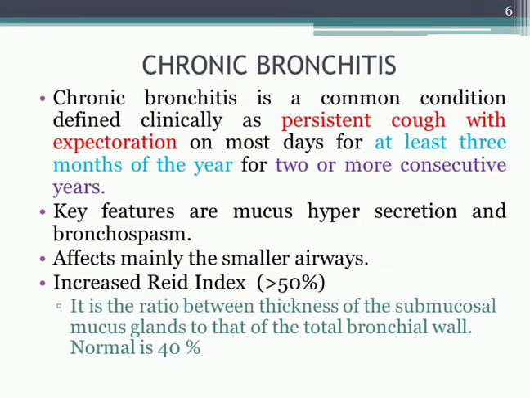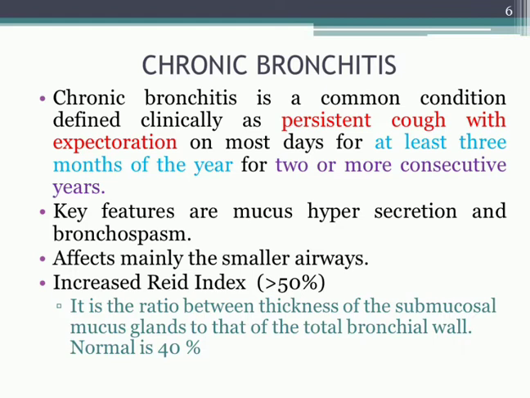So let's have a look at chronic bronchitis. Chronic bronchitis is a common condition. It is defined clinically as persistent cough with expectoration on most days for at least 3 months of the year, for 2 or more consecutive years. This is the condition for satisfying the diagnosis of chronic bronchitis. So the cough should be persistent with expectoration, and it should be for at least 3 months in a year for 2 consecutive years. Okay, so this is the condition.